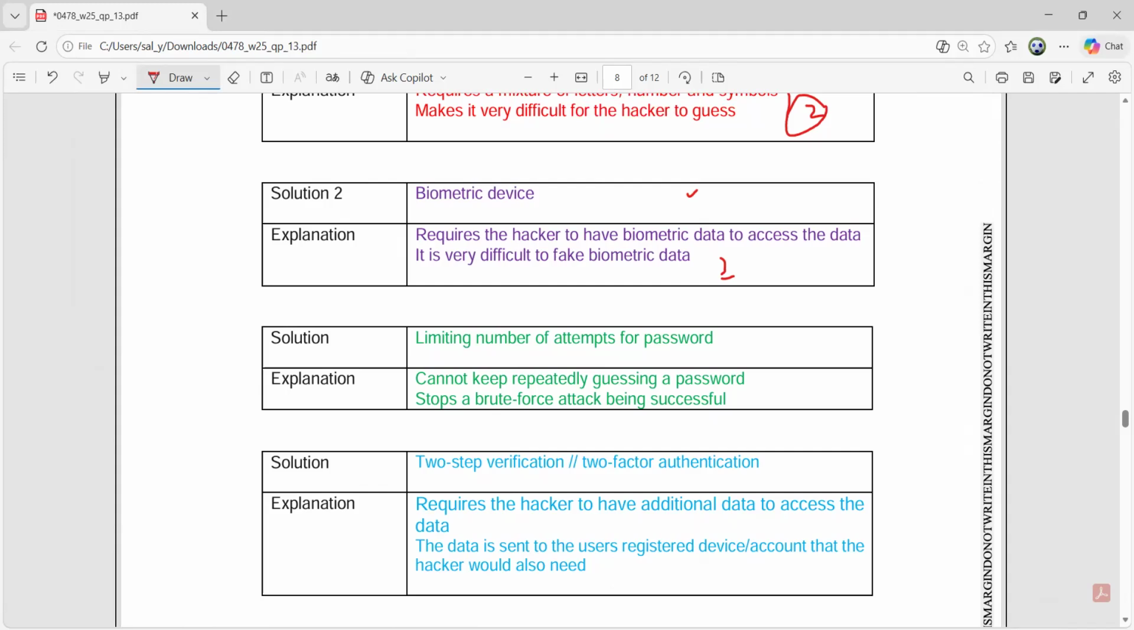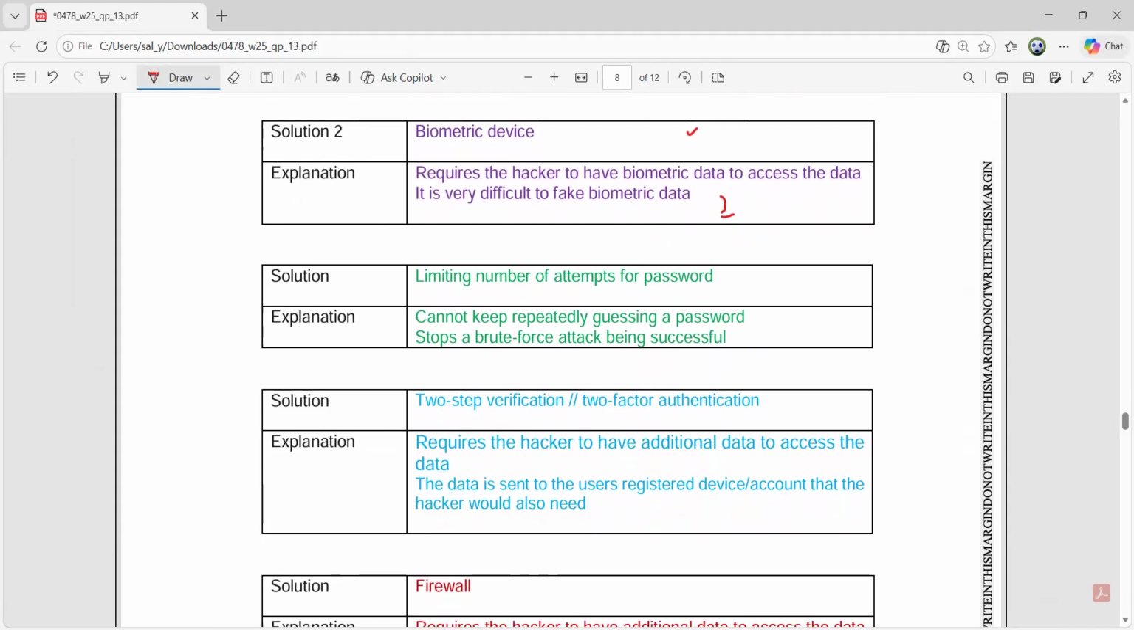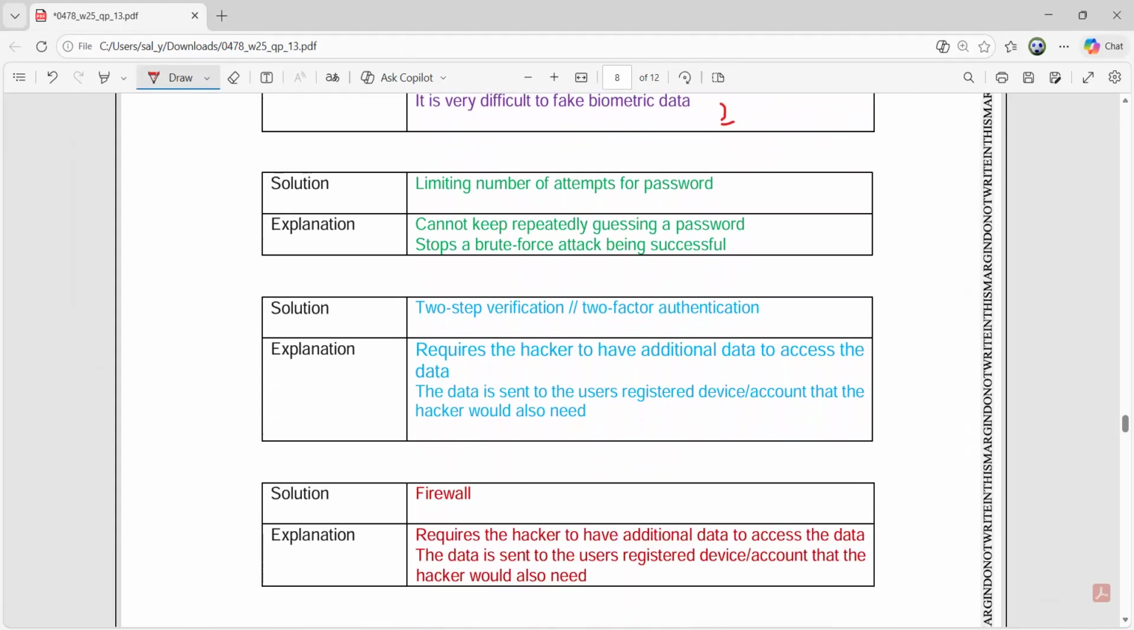Two-step verification or two-factor authentication requires the hacker to have additional data to access the data. The data is sent to the user's registered device or account that the hacker would also need. Two-step verification is a very secure method. Through that, the hacker will not be able to get in, because the code will be sent to my device if I've registered my device, or to my email. If the hacker has access to the email, that's a different story. Otherwise, it cannot be received by the hacker because it belongs to me and only I will receive it.